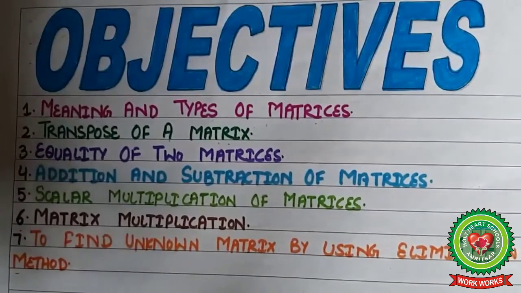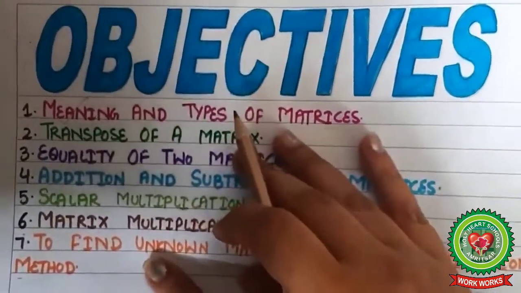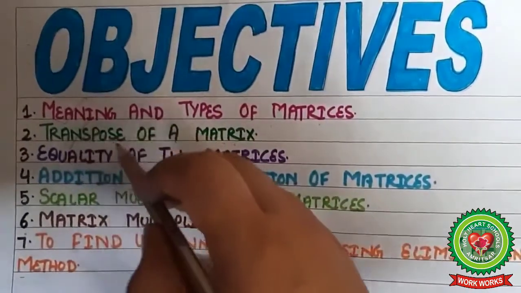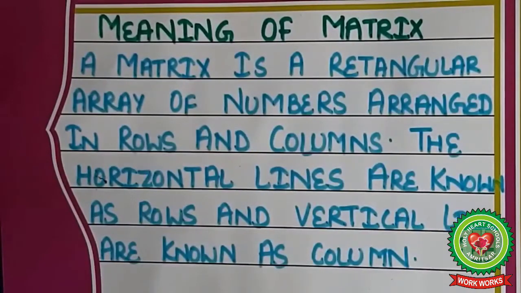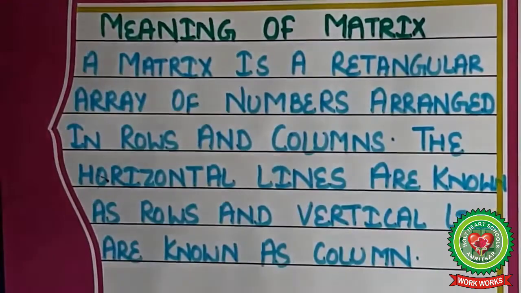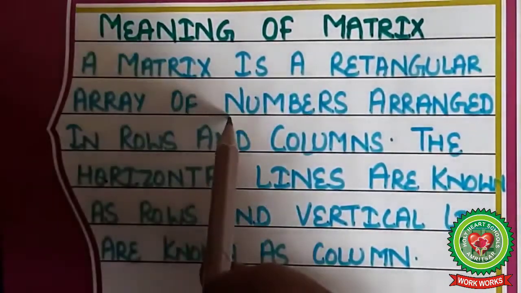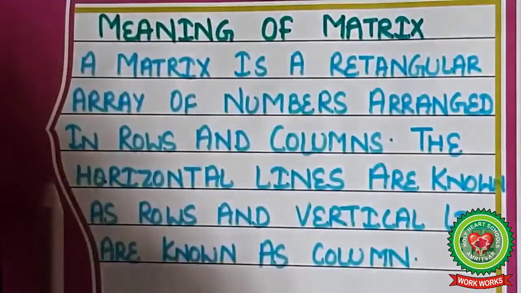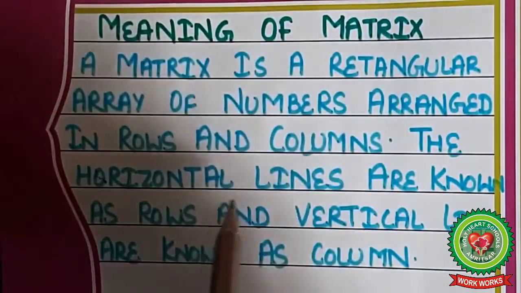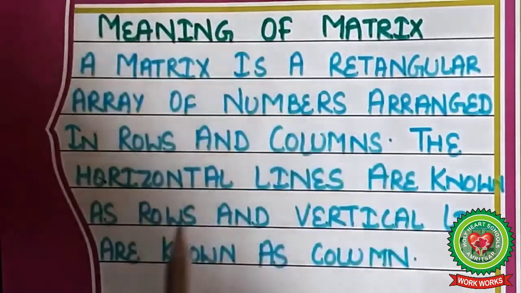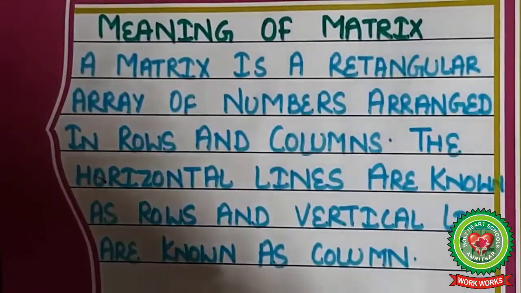Objective number 1 is meaning and type of matrices. Objective number 2 is transpose of a matrix. Now, we will understand the meaning of matrix. A matrix is a rectangular array of numbers arranged in rows and columns. The horizontal lines are known as rows and vertical lines are known as columns.